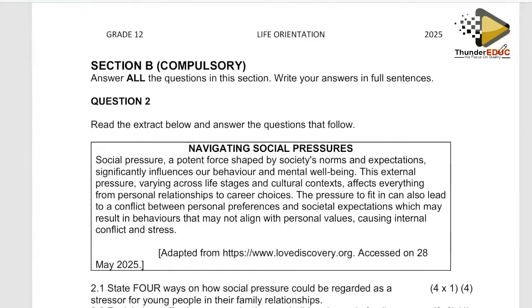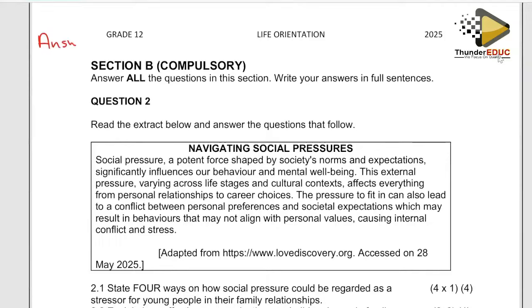So for section B, I need to outline the important aspects of section B. In section B, you are required to answer in full sentences as far as possible. Try to answer in full sentences. You are supposed to be much more detailed. We need much more detailed answers. It's a little bit different from section A. So we have section B, which reads, read the extract below and answer the questions that follow.